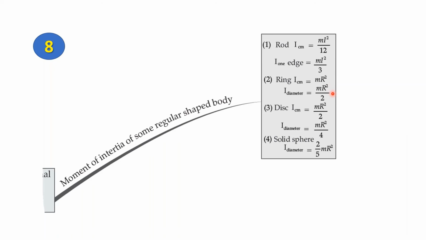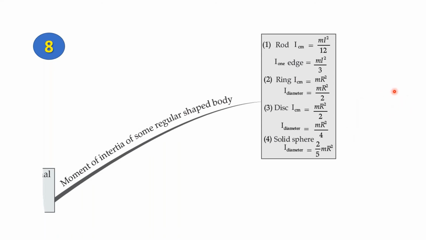Now this formula, which is mr square divided by 2, is derived from the earlier formula using the perpendicular axis theorem. Now mr square by 12, where m is the mass of the object and r square is the square of the radius of the ring, gives you the moment of inertia of a ring about an axis passing through its diameter.